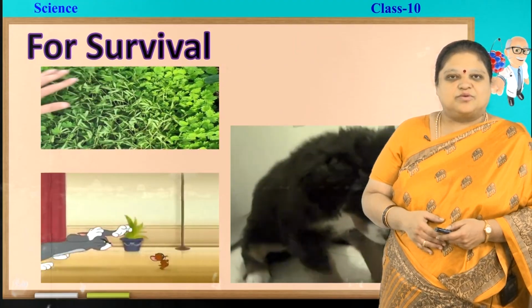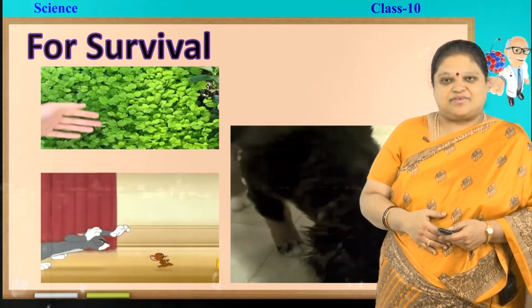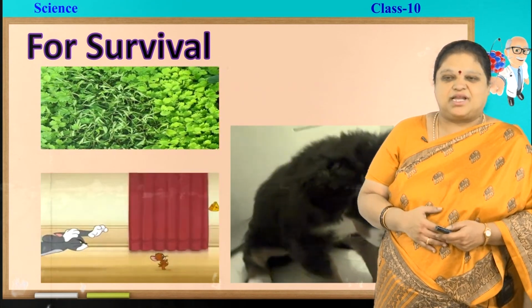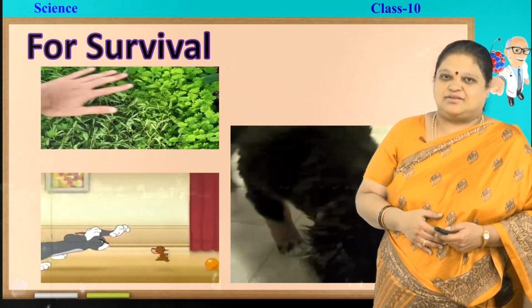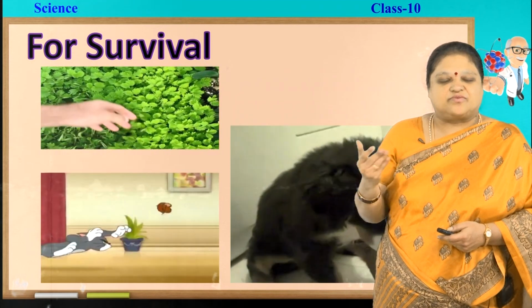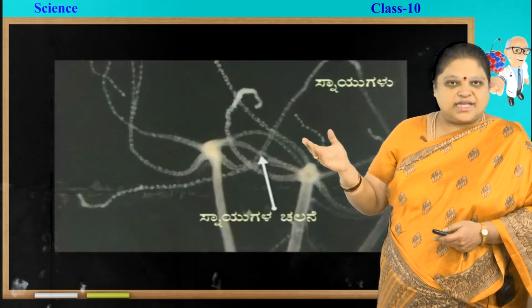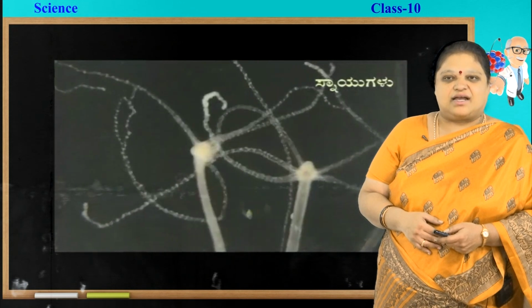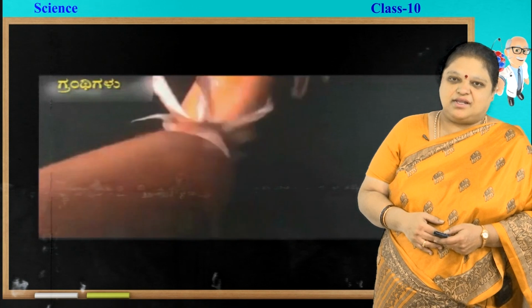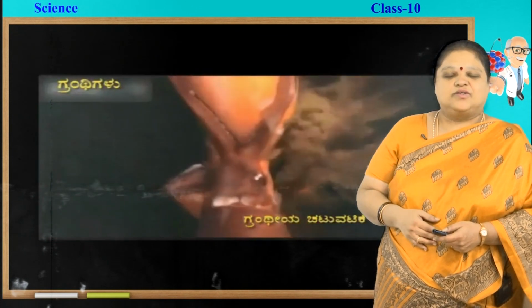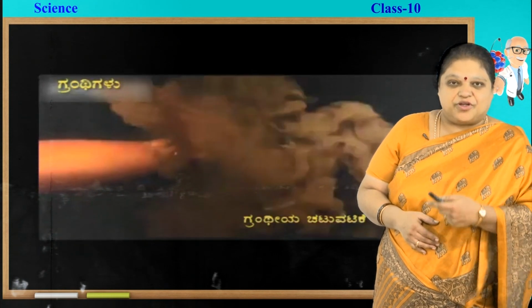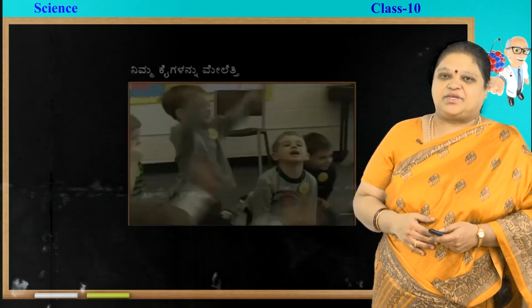See, these movements are mainly for survival. Some are in search of food, some are responding to the stimuli, some are hunting the prey. So, all these are different types of movement taking part. You can see some more. Here a hydra is moving its tentacles, and here another animal is producing ink to escape from the enemy. So, sepia is producing ink to escape from the enemy.